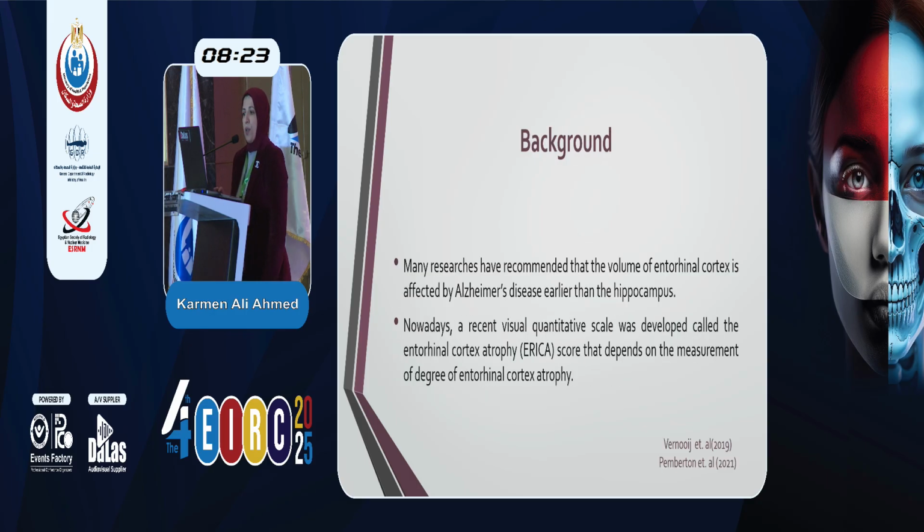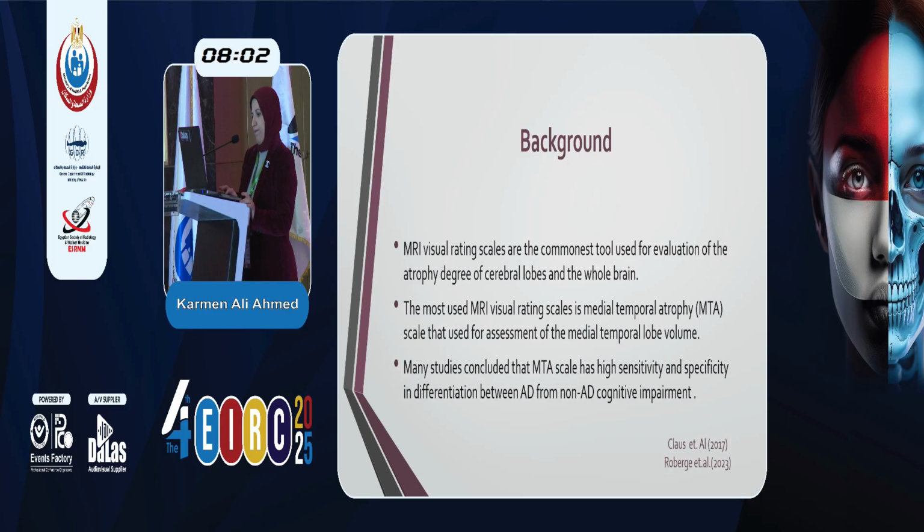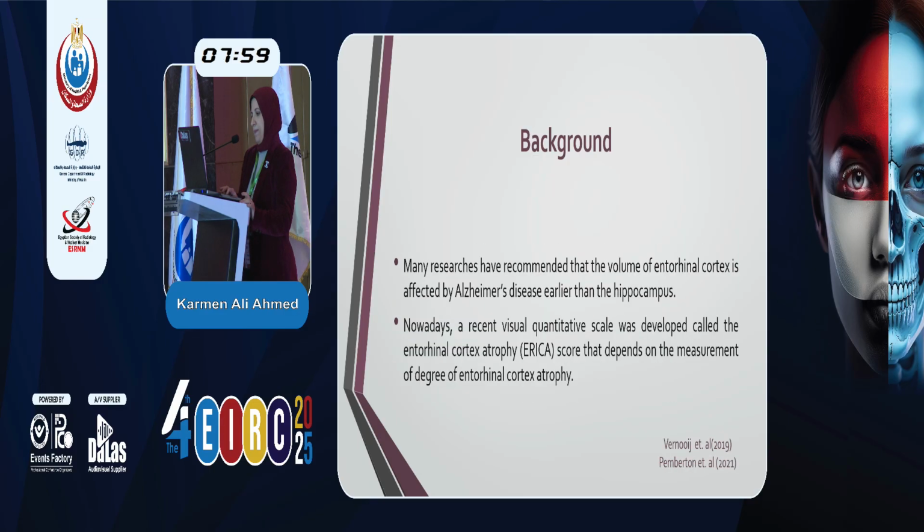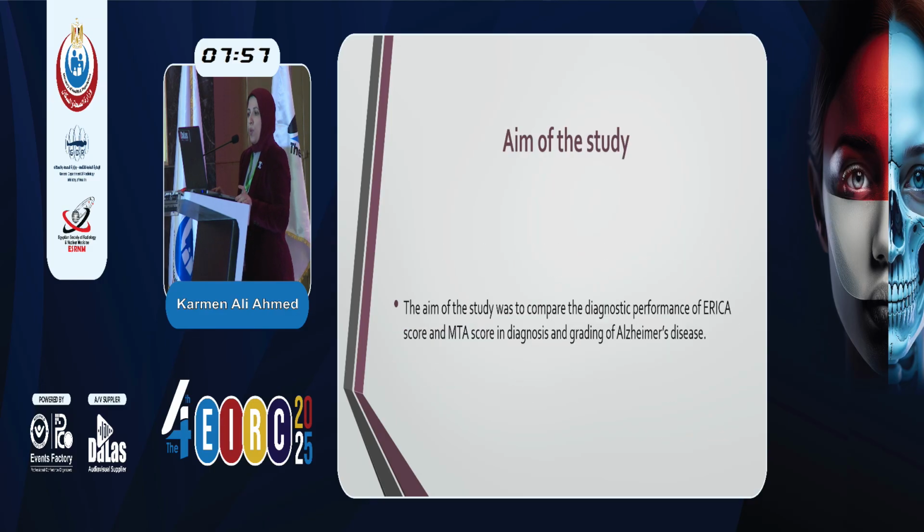Many researchers have recommended that the volume of the entorhinal cortex is affected by Alzheimer's disease earlier than the hippocampus. Nowadays, a recent visual quantitative scale was developed, called the entorhinal cortex atrophy score, or ERICA score, that depends on the measurement of the degree of entorhinal cortex atrophy. The aim of this study was to compare the diagnostic performance of ERICA score and MTA score in diagnosis and grading of Alzheimer's disease.